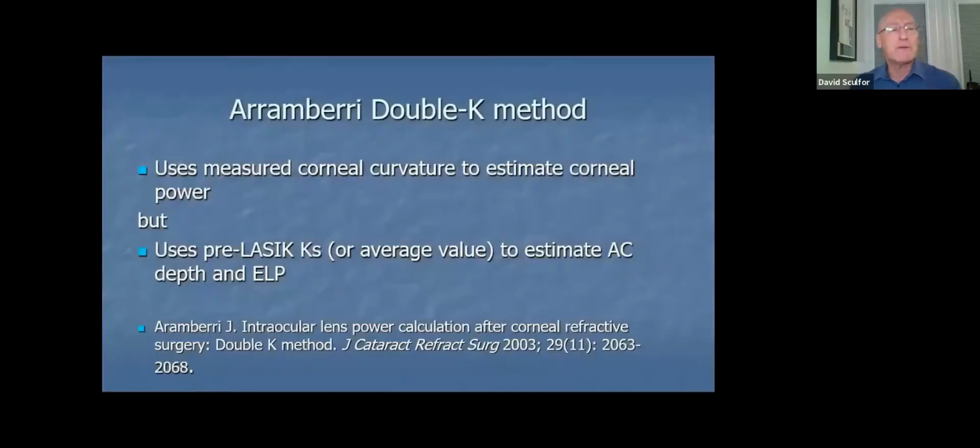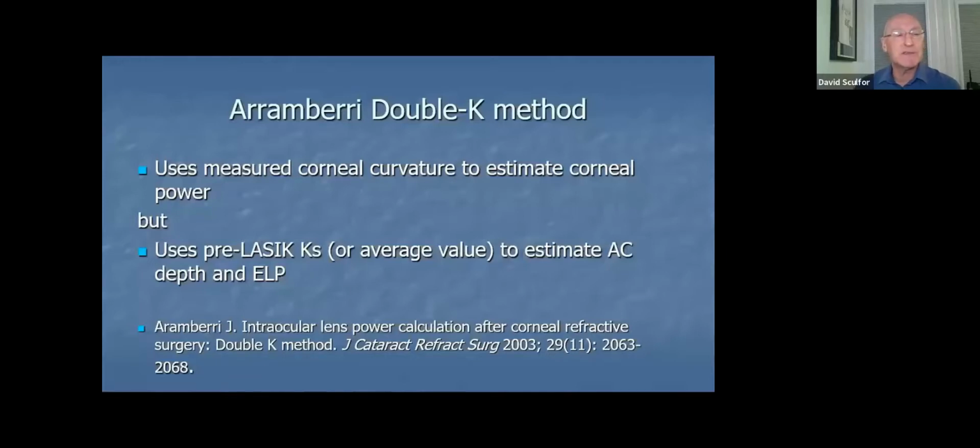But we're much better off now, and I think the man who really cracked it for me was this chap, J. Berry, in 2003. And what he did was to introduce the double K method. And the reason it's called the double K method is he used 2 different keratometry values in the calculation. So for the corneal power, you will measure the corneal curvature to get a reasonable estimate of corneal power. When it comes to calculating the anterior chamber depth and therefore the effective lens position, you're going to use either the pre-LASIK keratometry if you've got it, or even if you just use an average value of 43.5 diopters, then you'll get much better results.